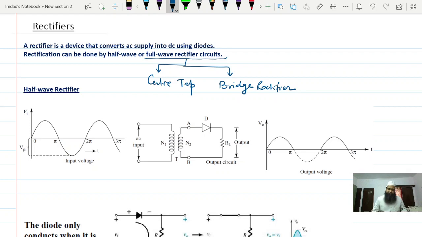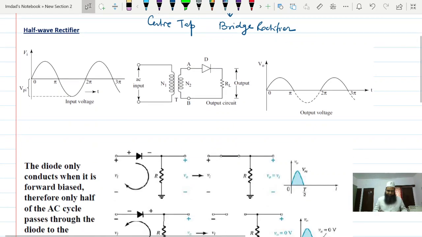and the load resistance is used as a load which needs DC supply, where you are applying this sinusoidal AC input at this point and we get a reduced sinusoidal voltage between points A and B. During the positive half cycle, the diode will be forward biased. We can see from this figure, this is point A and this is point B.